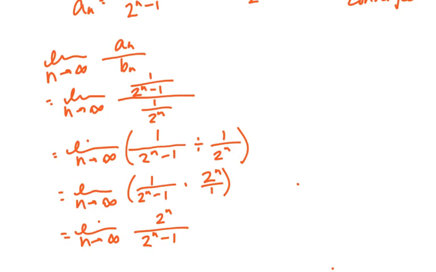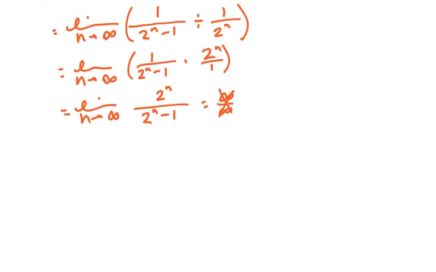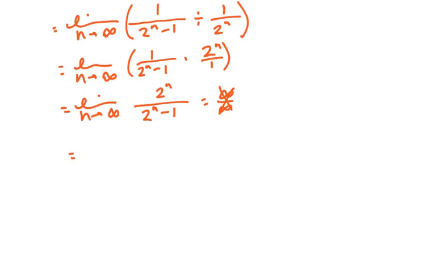Now, when you get here, you plug in infinity, and you have infinity over infinity, which is an indeterminate form. So you can use L'Hopital's rule. I like L'Hopital's rule. You can also divide by 2 to the n power everywhere. Let's use L'Hopital's rule. So we have the limit as n approaches infinity. Remember, L'Hopital's rule is the derivative of the top and the bottom separately.